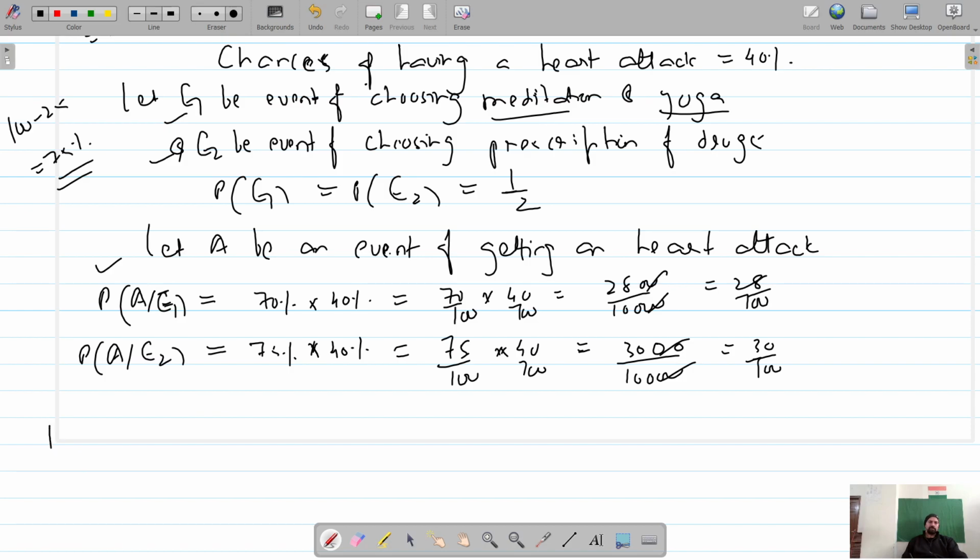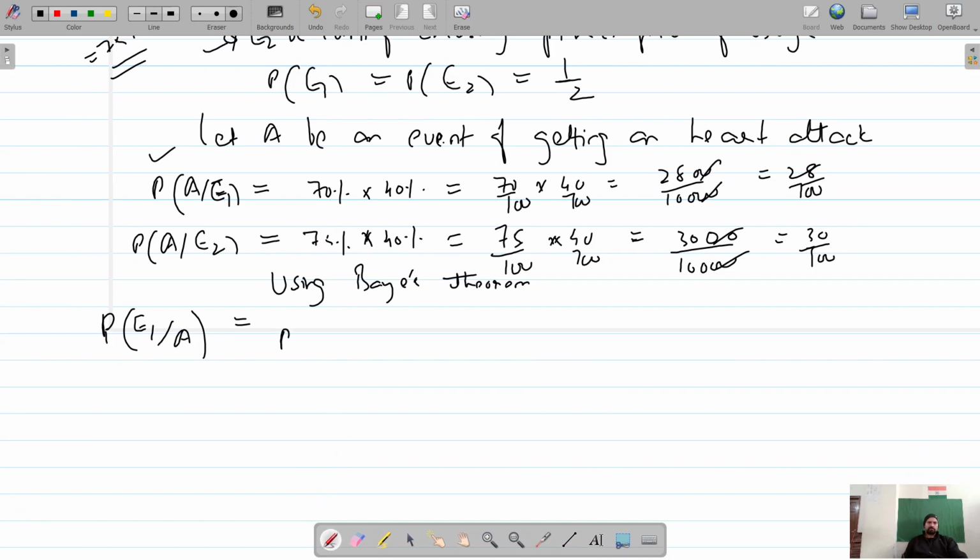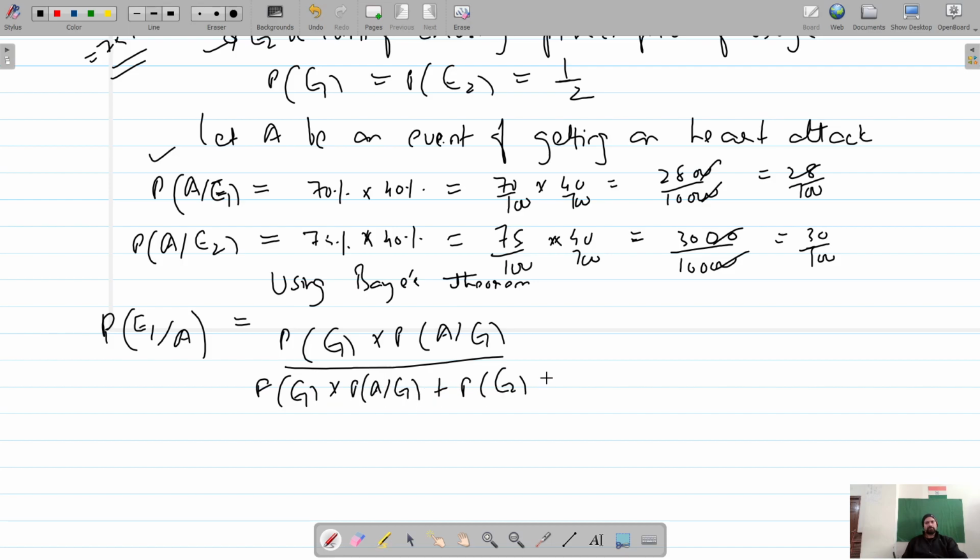Now, what's been asked in the question is, the person gets a heart attack, and we have to find the probability that he was doing meditation and yoga. So we are going to solve this using the condition of reverse probability, that is using Bayes theorem. So this would be equal to probability of E1 into probability of A by E1, upon probability of E1 into probability of A by E1 plus probability of E2 into probability of A by E2.